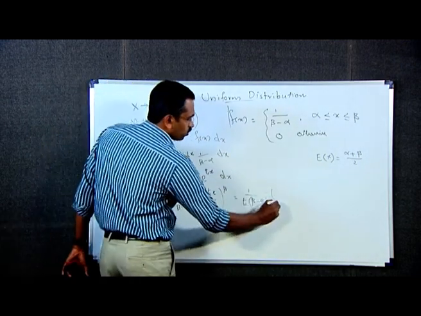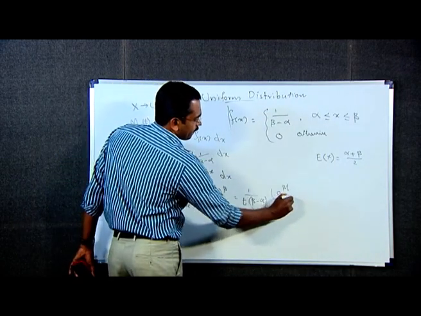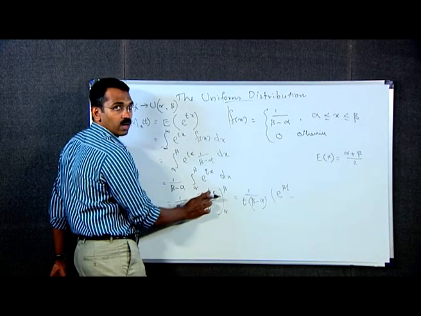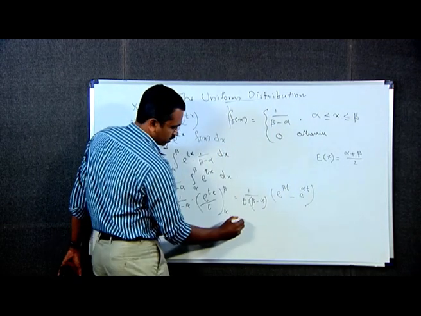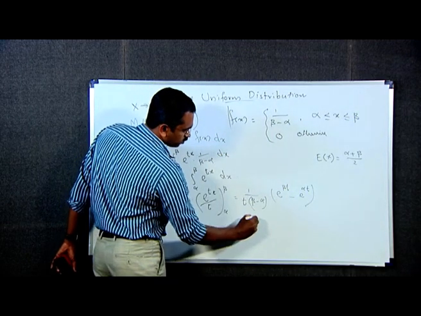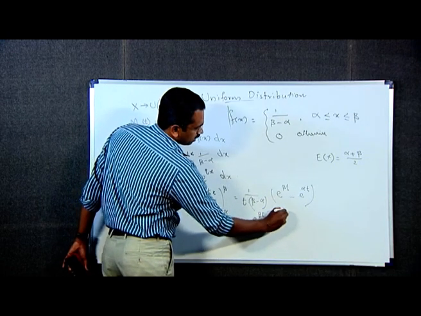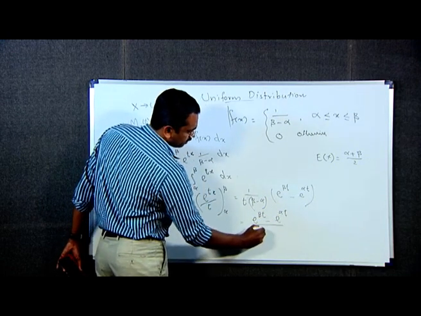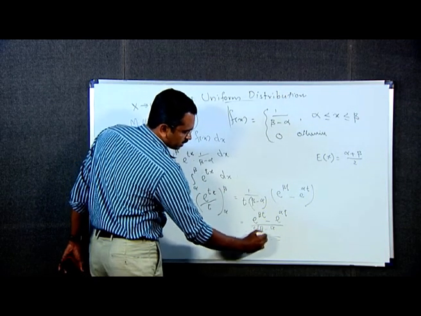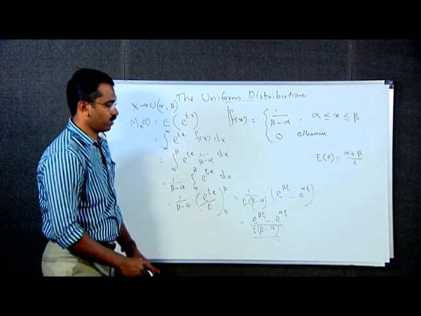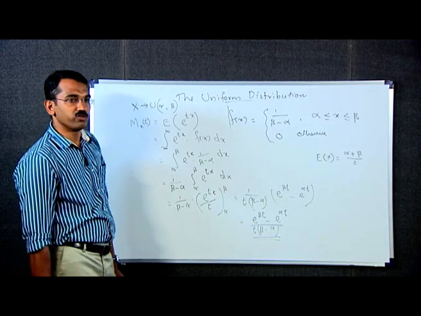e raised to beta t minus e raised to alpha t, that is e raised to beta t minus e raised to alpha t all divided by beta minus alpha, which is the t into beta minus alpha in the denominator, which is the moment generating function of the uniform distribution.